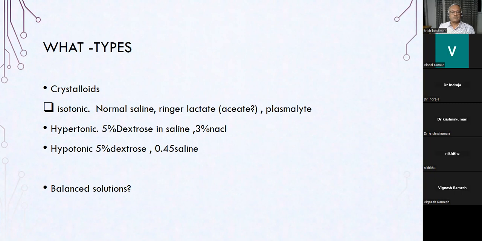Hypertonic solutions are 5% dextrose in saline and 3% NaCl. Hypertonic solutions are majorly used in the cases of hyponatremia or increased intracranial pressure. In those situations, these cause an osmotic gradient and reduce the cerebral edema. And hypotonic solutions are 5% dextrose and 0.45% saline. These are mainly used in the cases of excess diuresis and slow rehydration and hypernatremia. In hypernatremia cases, isotonic fluids are mostly used in resuscitation.